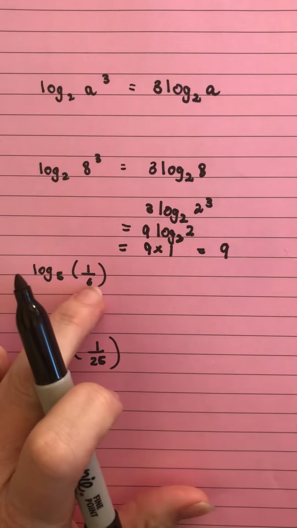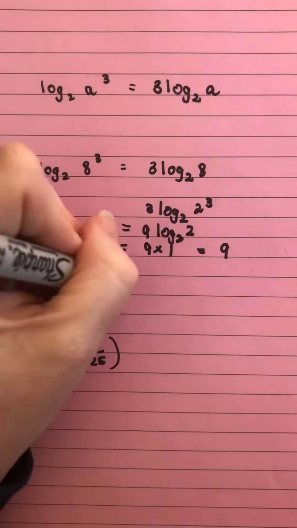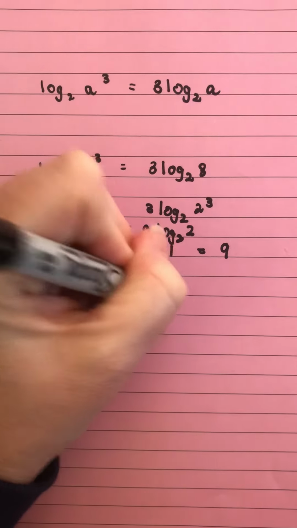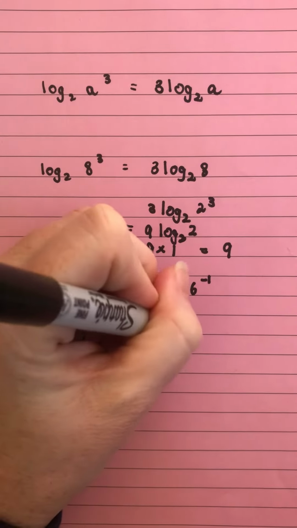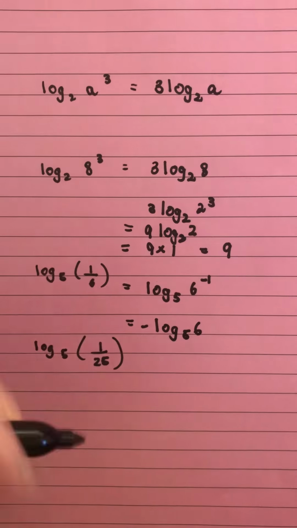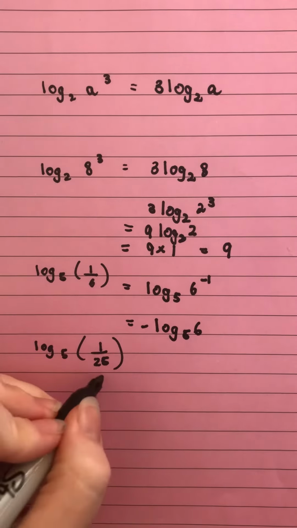In the next one, I've got my 6 on the bottom there, so I can write that as log 6 to the -1, and then I can bring that negative down the front and write negative log 6. That's as far as I can go with that.